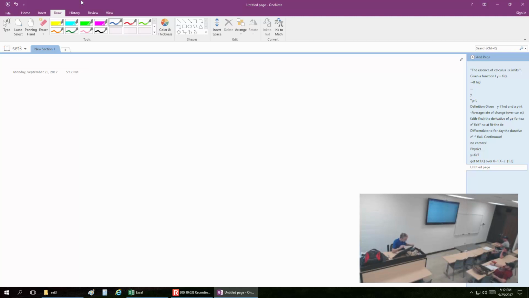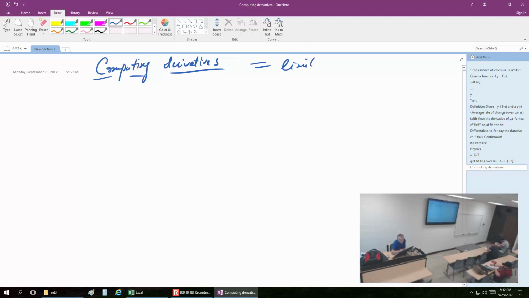So, well, computing derivatives. Derivatives, to begin with, are limits. So all the things that we have learned about limits will help us to produce rules of differentiation that are similar to rules of limits. Every rule of limit will have a corresponding rule of differentiation.